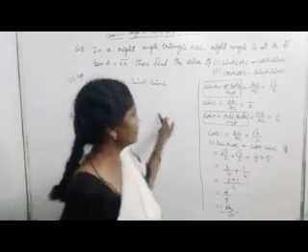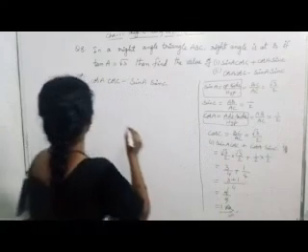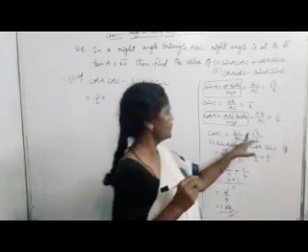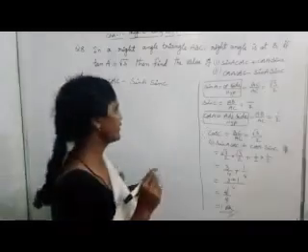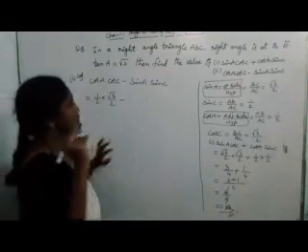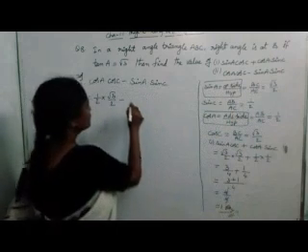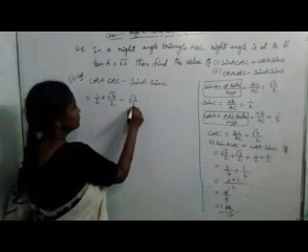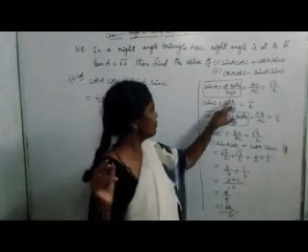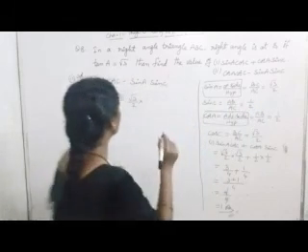Cos A, where is that? Here, right? Cos A value is 1 by 2, into cos C value, which is root 3 by 2. From here we have to take. Root 3 by 2 minus sin A, sin A value is root 3 by 2, into sin C, and sin C value is 1 by 2.